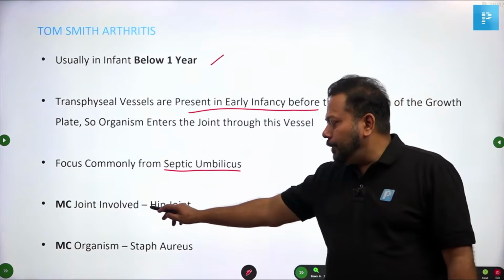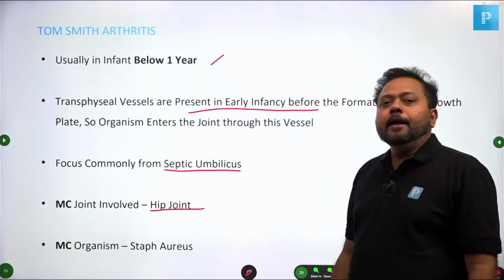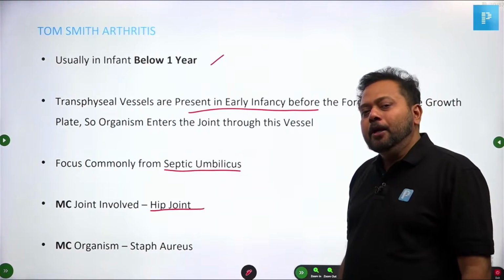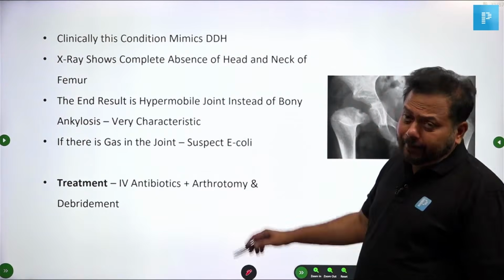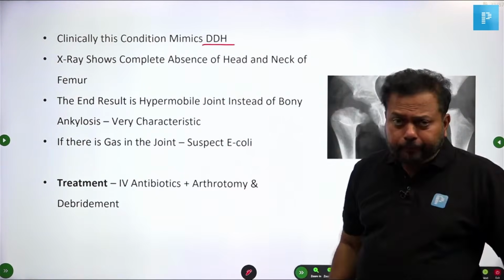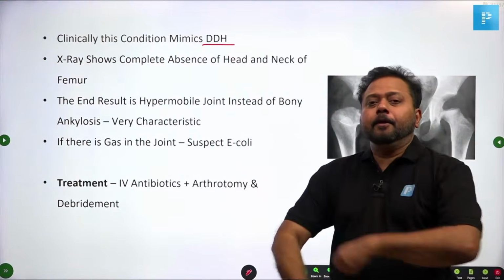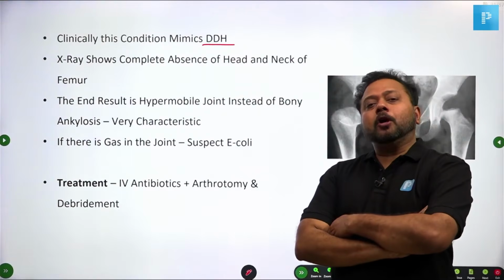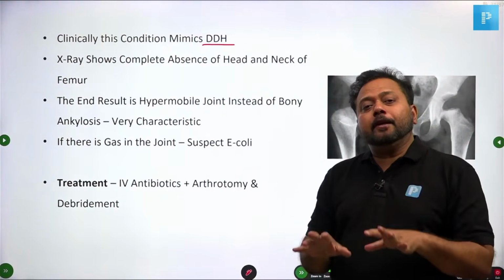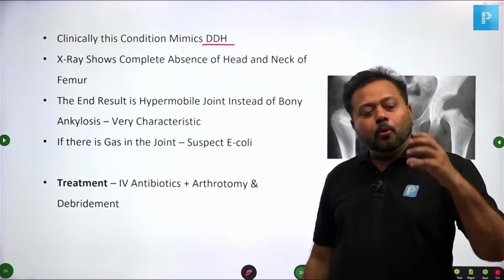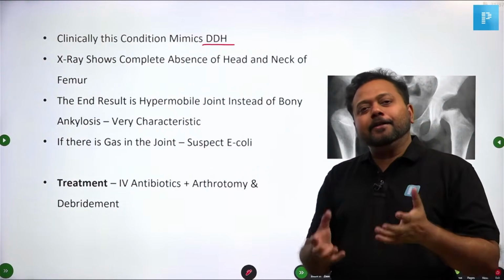Most common joint involved is hip joint. As usual, osteomyelitis, books are telling the most common organism is Staphylococcus aureus. Clinically, this condition mimics developmental dysplasia hip or congenital dislocation hip. Because what happens is the organism goes inside the joint, it erodes, it eats away the whole head. So only acetabulum is there, head is not there.